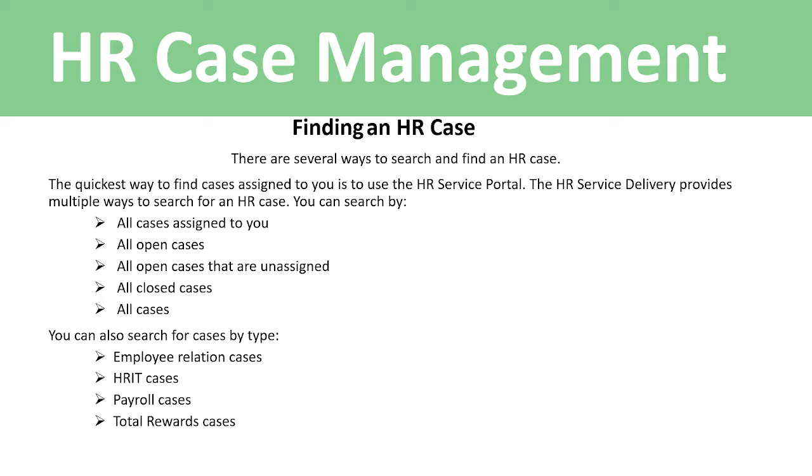We can go to the navigator bar. We can say all cases assigned to me, all open cases, all closed cases. So we can check through the navigator bar. We can also search by type: employee relation case, HR, IT case, payroll case, and total reward case, based on the differentiation of the COE structure.